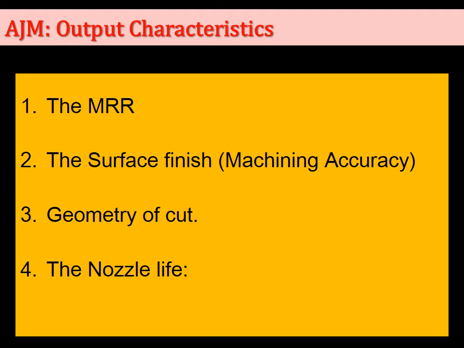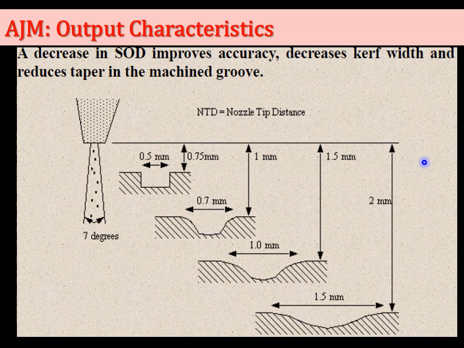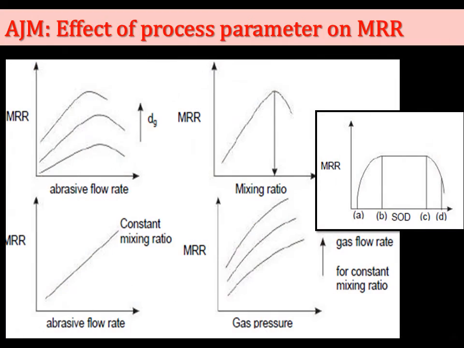Nozzle life is important because it is again an output. When the abrasive goes through the nozzle, the nozzle gets eroded. So this is again an output characteristic for the process. When the limit goes above 1.5 to 2 mm, the removal rate goes on decreasing. These are the impacts of the input parameters on the material removal rate.